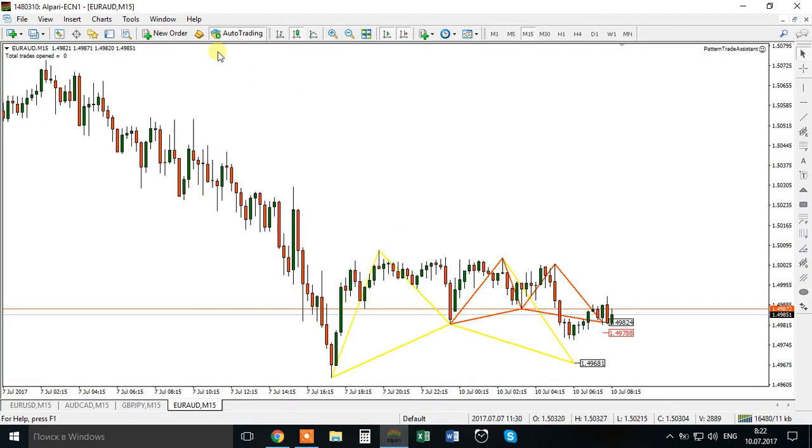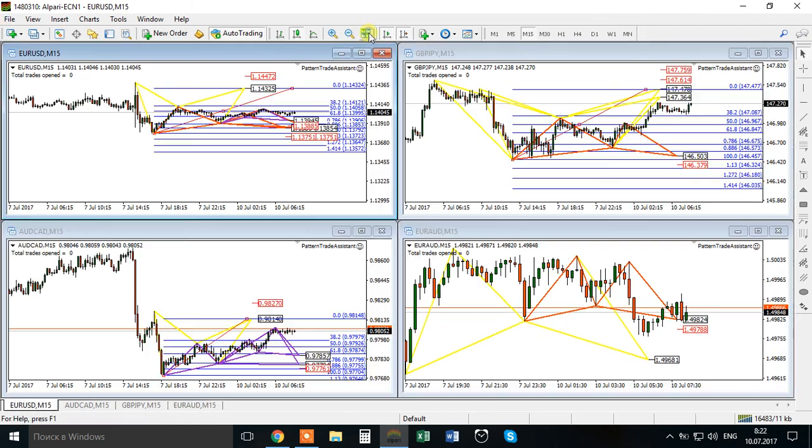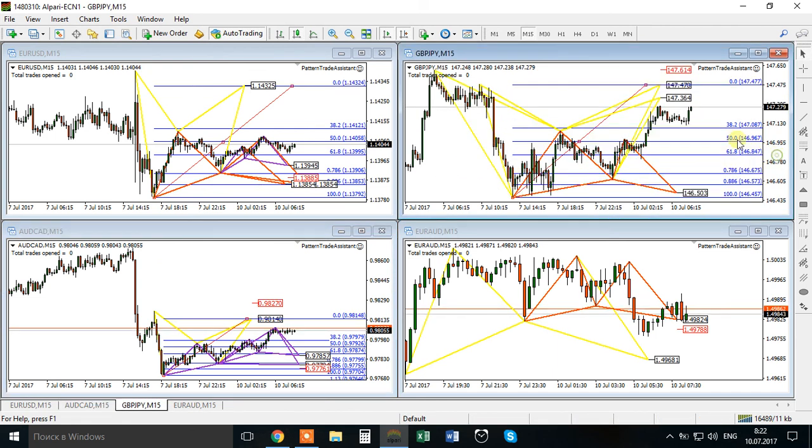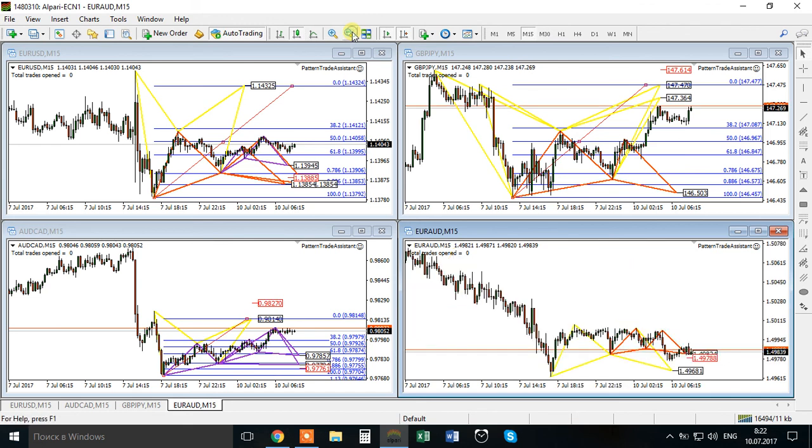Let me tile the windows like this. So the first one is Euro USD, the second one is Aussie CAD, the third one is Pound Yen, and number 4 is Euro Aussie. They are all bad advanced formations.